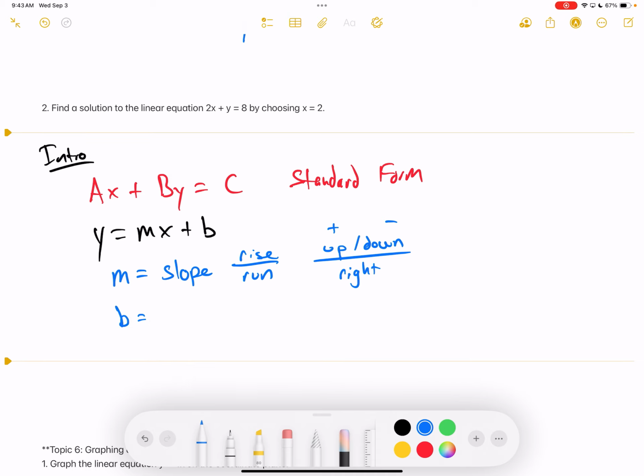My b, which is the number over here by itself, is the y-intercept. This is to find the y-intercept. We'll do this in a second, but I kind of want to say it. To find the y-intercept, you always make x be 0. This is our starting point. Okay, this is our starting point in a graph.